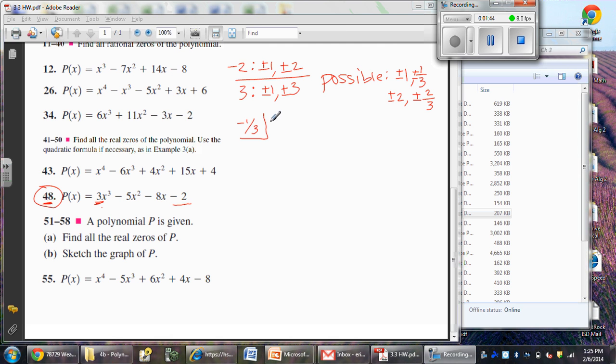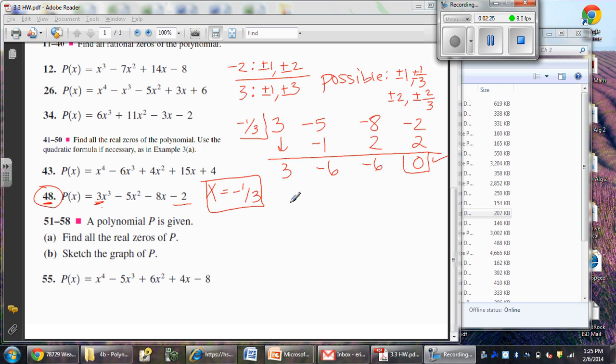So I'm going to do -1/3 in the box, put my coefficients off to the side, and make sure that we get remainder 0. So we bring down the 3. 3 times -1/3 is -1. -5 and -1 make -6. -6 times -1/3 is 2. -8 and 2 is -6. -6 times -1/3 is 2. -2 plus 2 is 0. So it does work. That means I have a solution at x equals -1/3. So that is one of my solutions to this problem, my zeros.